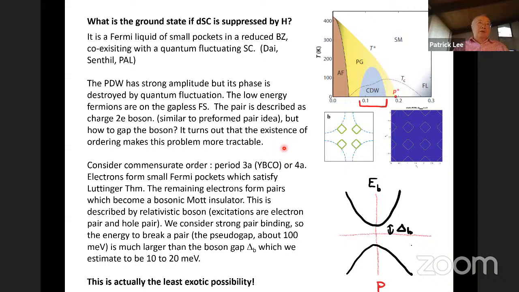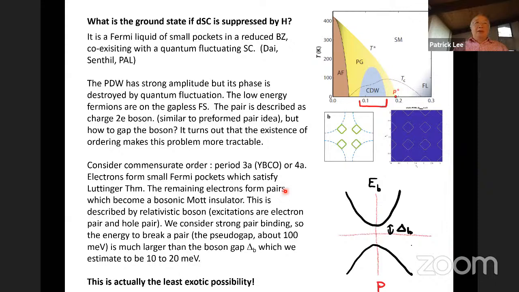Let's consider commensurate order, let's say period 3a or 4a, okay? Now these electrons form small Fermi pockets, right? Then there's some Luttinger theorem that determines the size. The remaining electrons, we argue, form pairs, okay? And these pairs become a bosonic object. But now the good thing about having a period is that you have an option.